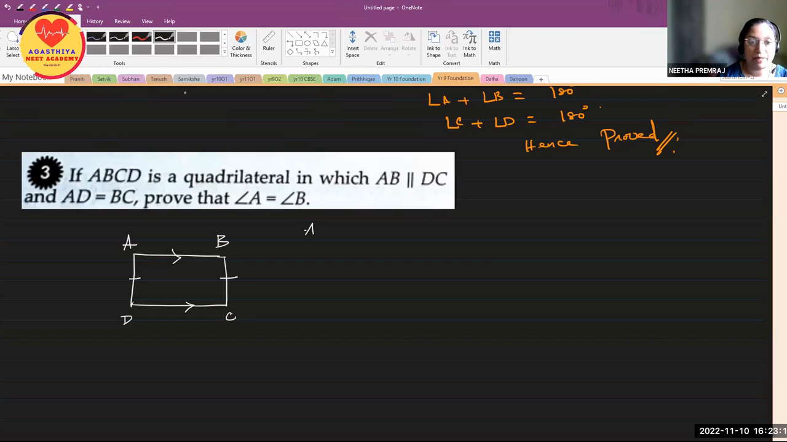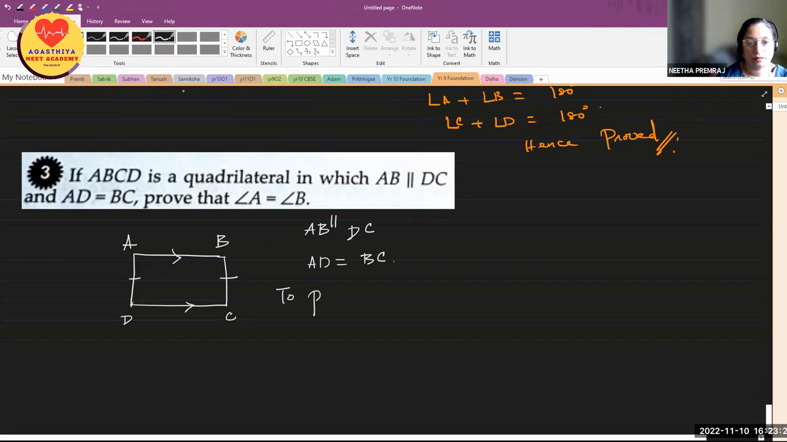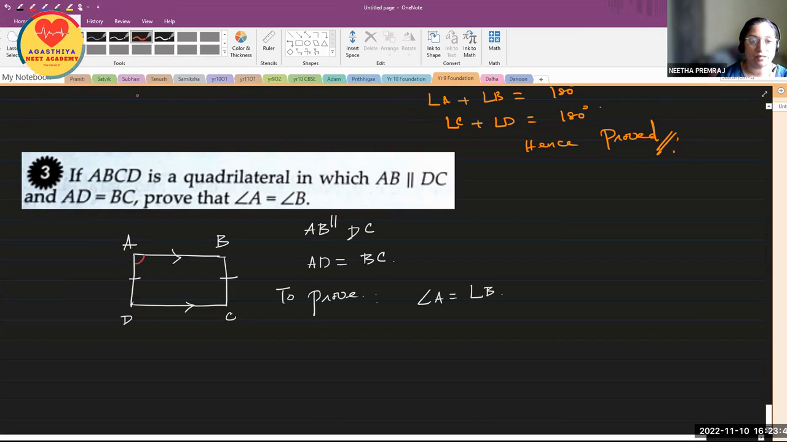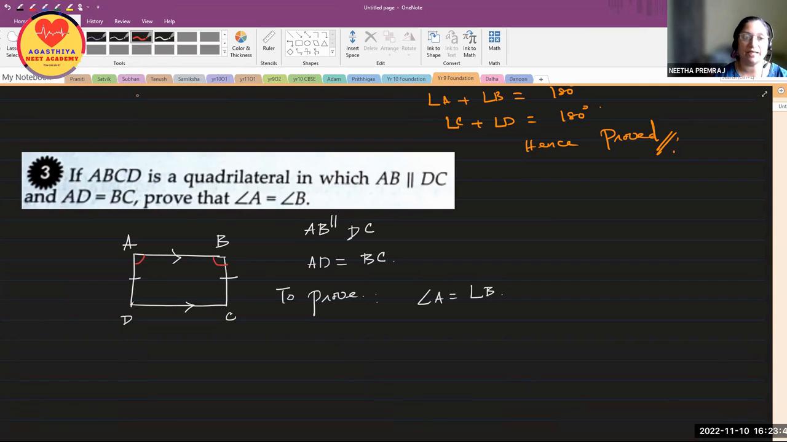See, AB is parallel to DC and AD is equal to BC. It is given. You have to prove that angle A is equal to angle B. How come? What is the idea? So you have to prove these two angles are equal in measure. Is there any idea? Do you have any idea, guys?